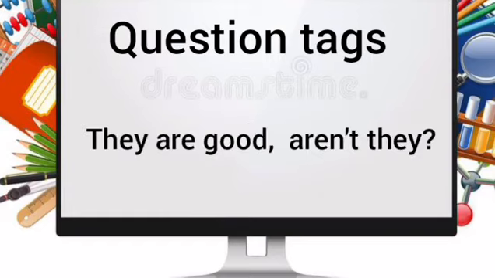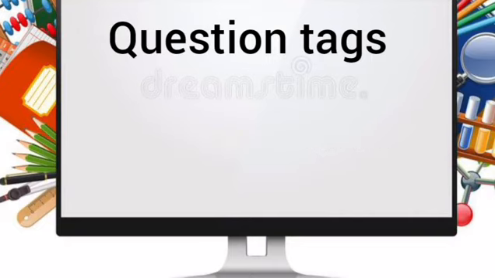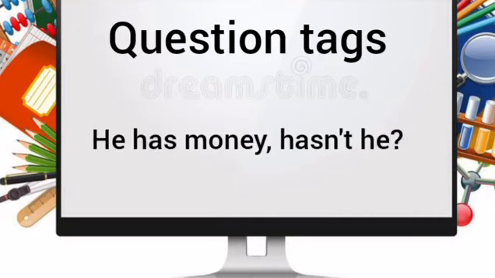They are good. Are is the auxiliary verb. They is the pronoun. Are plus not, aren't they? Question mark. He has money. Has plus not, hasn't, pronoun he. So you have to put the question mark there. That is the question tag.